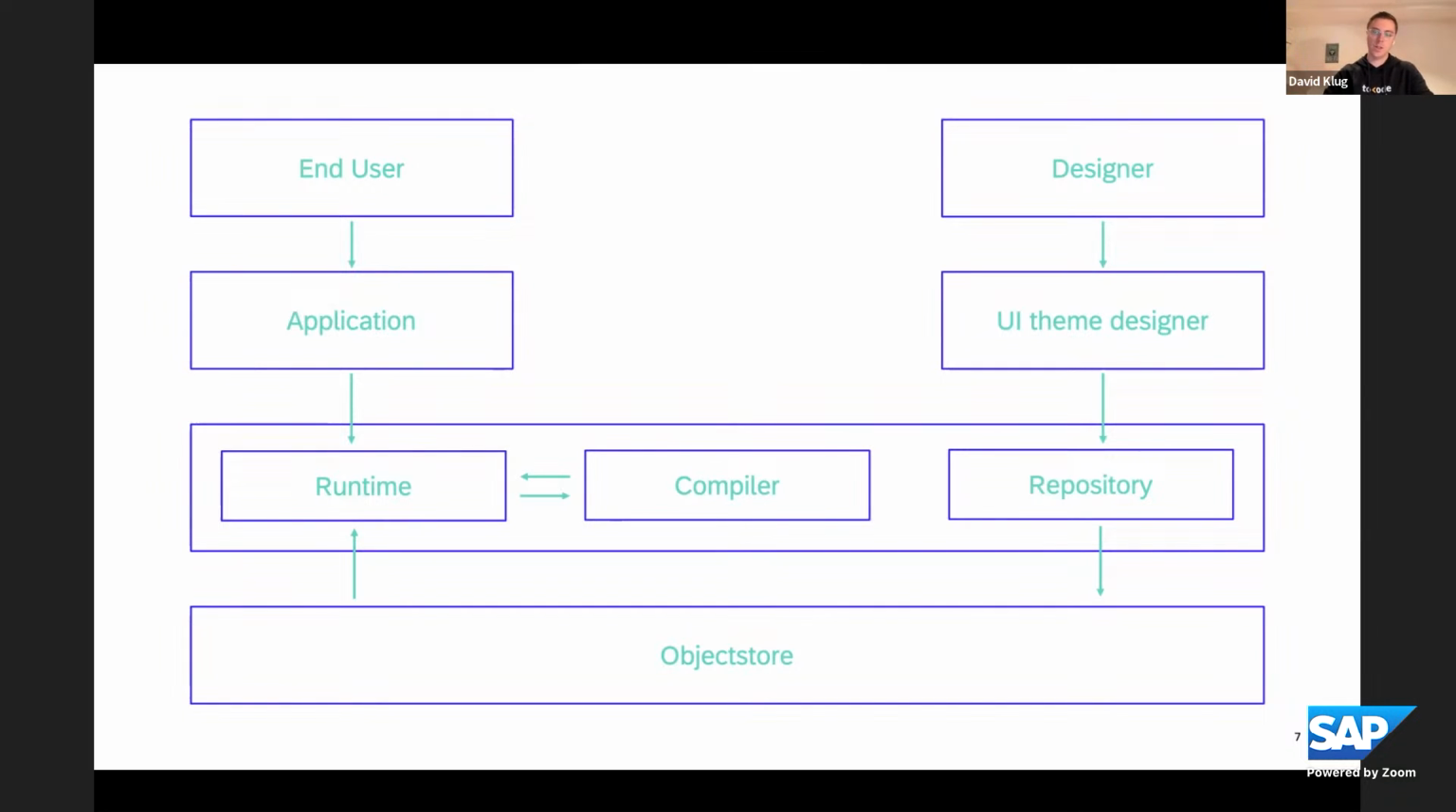So starting on the right, the designer will build the custom theme in our tool, the UI theme designer, then saves the custom theme within our repository into the object store. And if the end user calls the application, it asks our runtime for the custom theme. The custom theme is loaded into the runtime and is compiled for the used technology and is then applied to the applications. And the end users see only the styled application with the custom theme. I think this is a short overview of how the process is working.